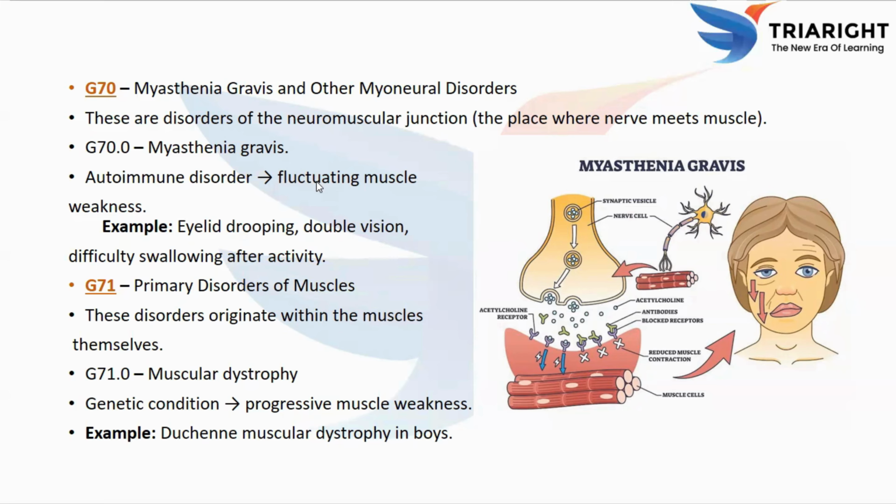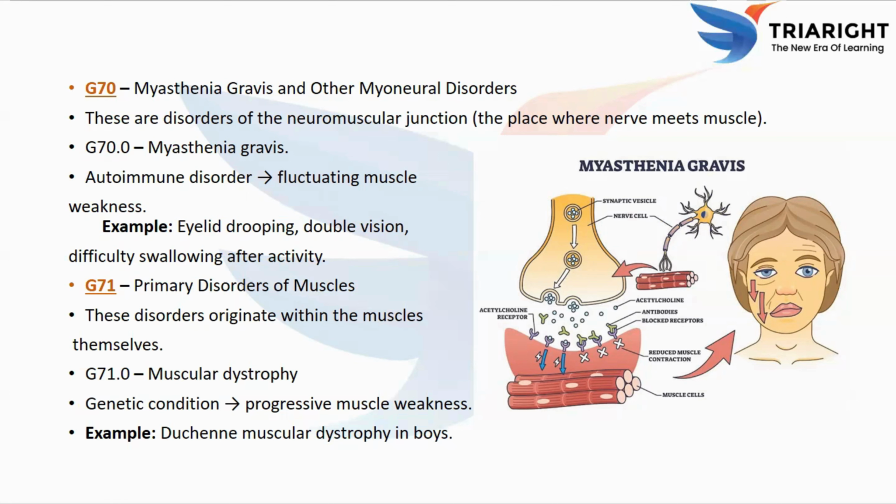It's a chronic autoimmune disorder. The body produces antibodies that block the acetylcholine receptors on the muscle. Because of this, the nerve signal cannot activate the muscle properly. So what is the key feature over here? Fluctuating muscle weakness. Means weakness increases with activity and it improves with rest.